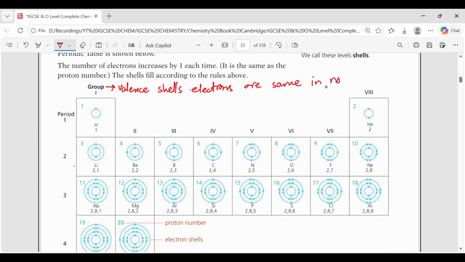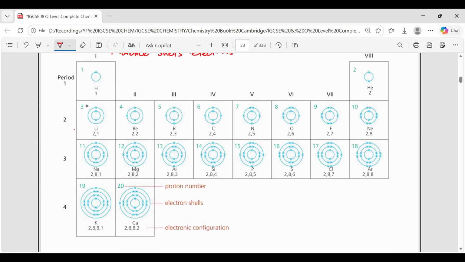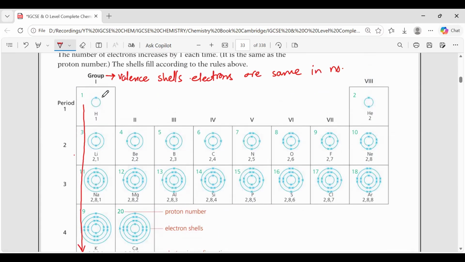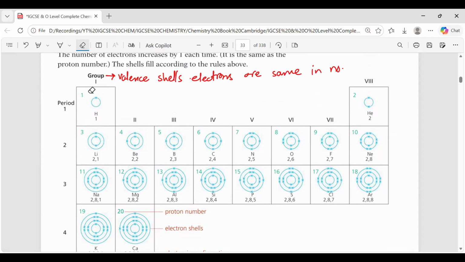For example, if we see group 1, all the elements of this group will have one electron in their valence shell. We can check it. You see the hydrogen, there is just one electron, right? This is the one and only shell, and in this only shell you have one electron.